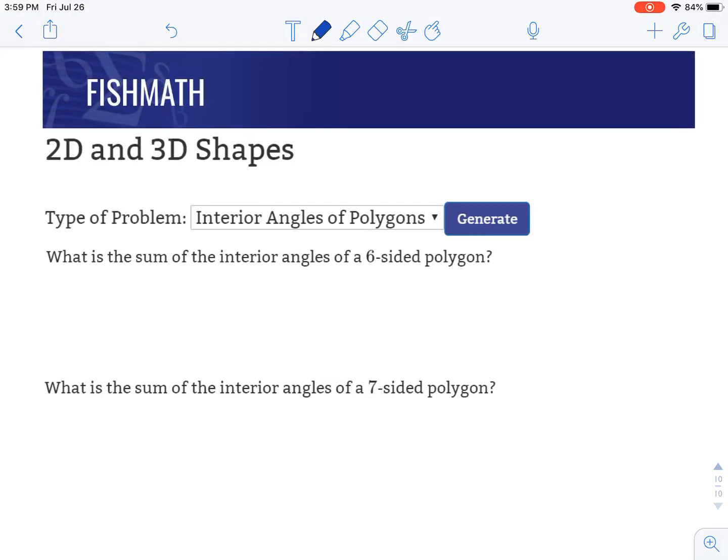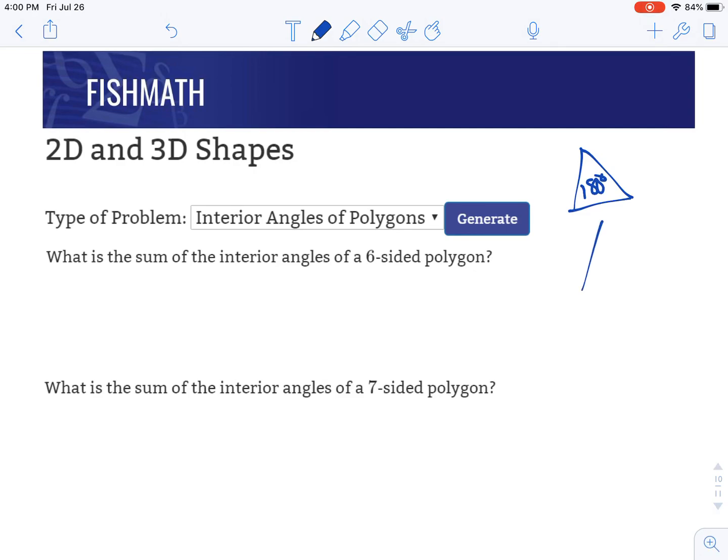Hi everyone, we're going to look at the interior angles of polygons. Specifically, here we're going to look at the sum of the interior angles of any polygon. So we have to know first that triangles have an angle sum of 180. And we use this to build up to figure out for any polygon what the sum would be.